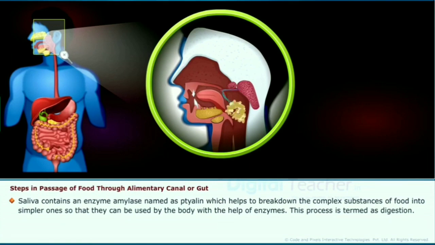Saliva contains an enzyme, amylase, named ptyalin, which helps to break down the complex substances of food into simpler ones so that they can be used by the body with the help of enzymes. This process is termed digestion.